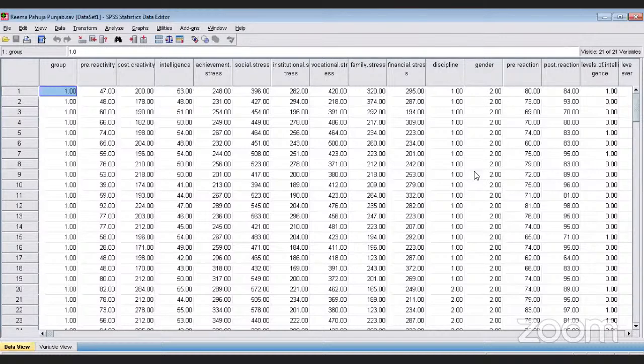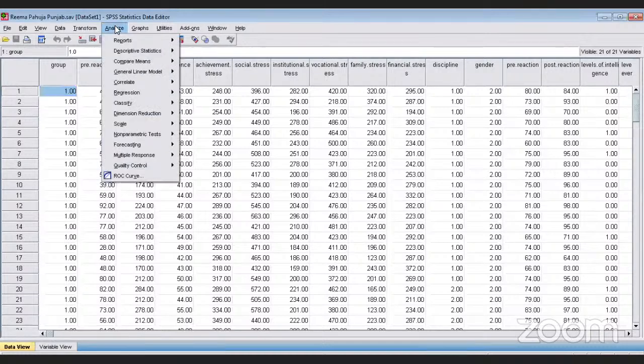So let me go to my analyze. Now I go to my general linear model as I did yesterday. Then I go to univariate. So Jania, please note down. You will ask me later on. First, you go to analyze, then go to general linear model, then go to univariate.